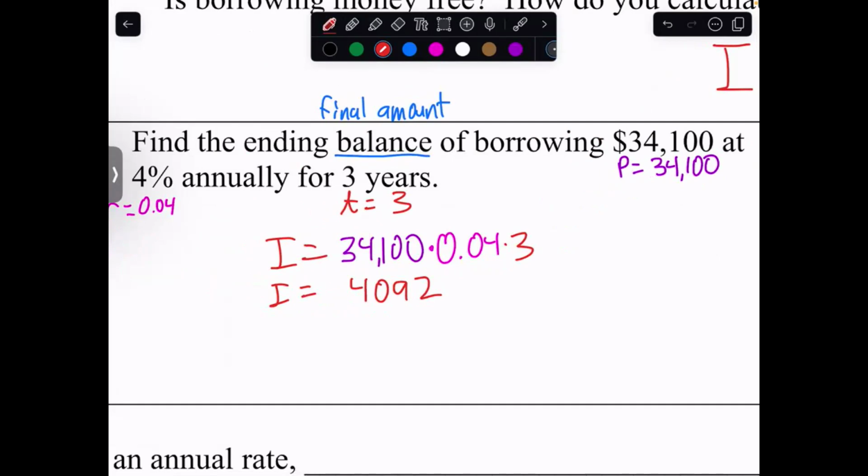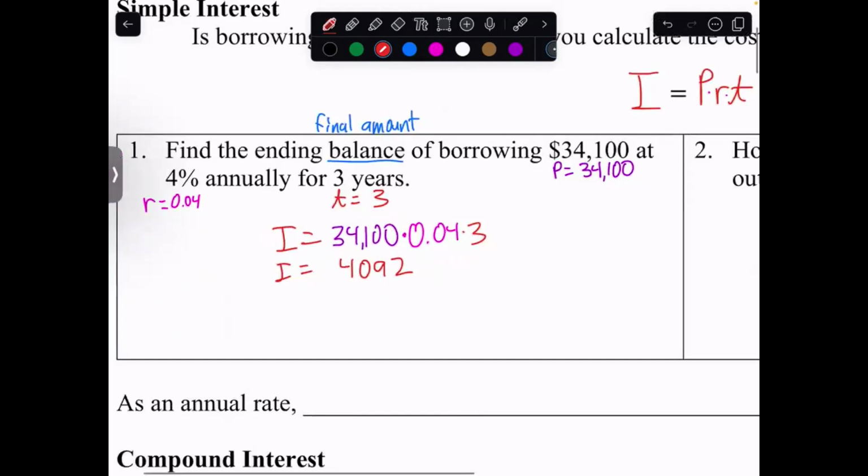Okay, so I equals 4,092. Exactly, correct. Good. Beckett correctly noticed that this is not our final answer. We calculated the interest, the extra amount you have to pay. But the question was, what's the balance? Meaning, what's the total amount that you have to pay back?